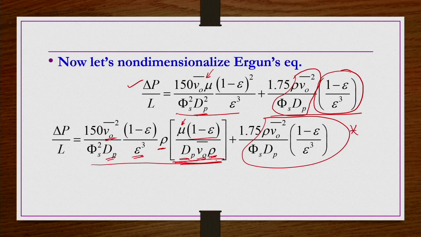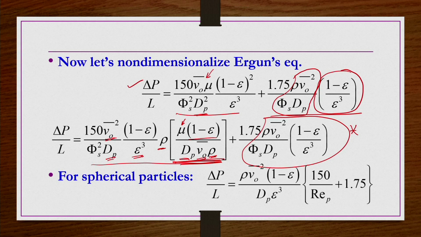What is this term in the square parenthesis? It is nothing but 1 by Rep. It is nothing but 1 by Rep, that is the Reynolds number for the case of a packed bed. Then for spherical particles we just strike out these pi s terms for simplicity. We take the spherical particle, otherwise this dP should be multiplied by pi s.